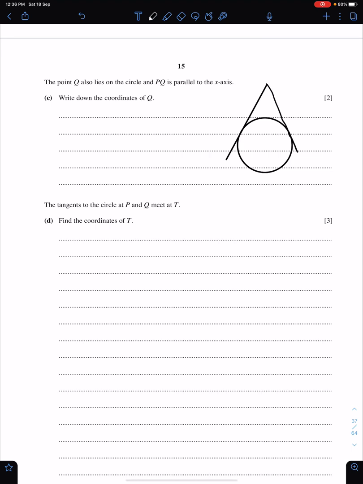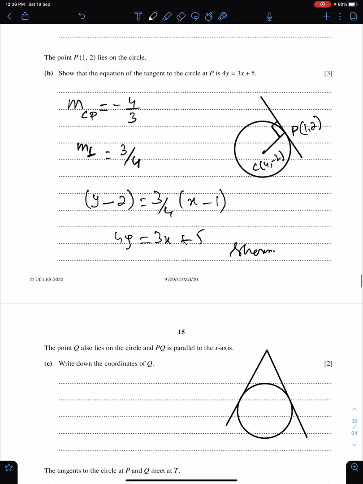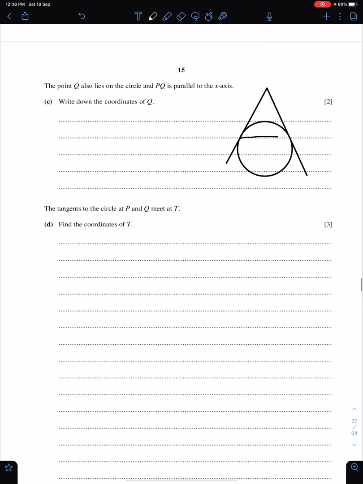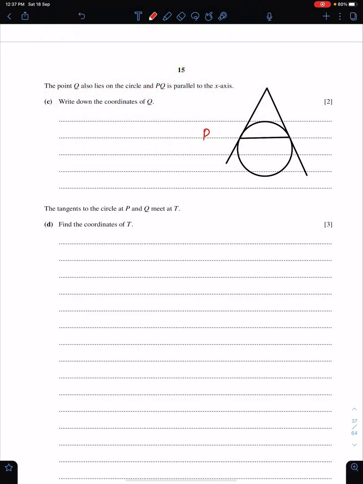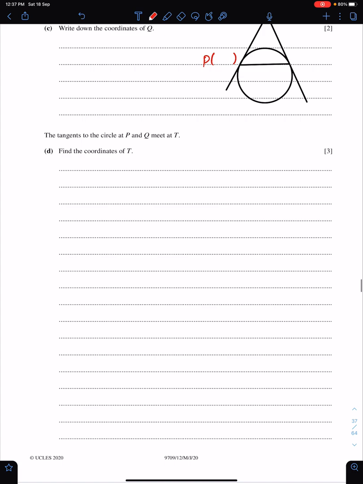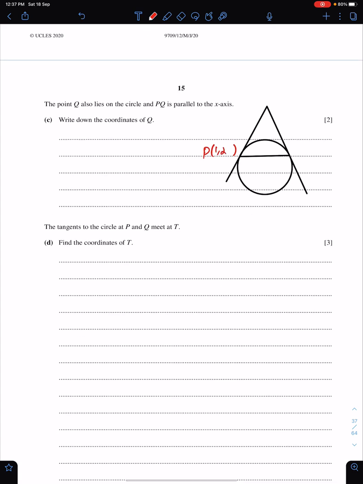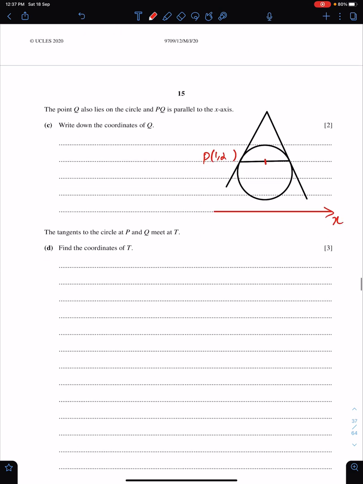Rough sketches always help us to understand the situation clearly. Well, the first thing is P is on the circumference. See, this is P with coordinates 1, 2. It says PQ is parallel to the x-axis. Let's suppose this is the x-axis. And coordinates of center are 4, -2.